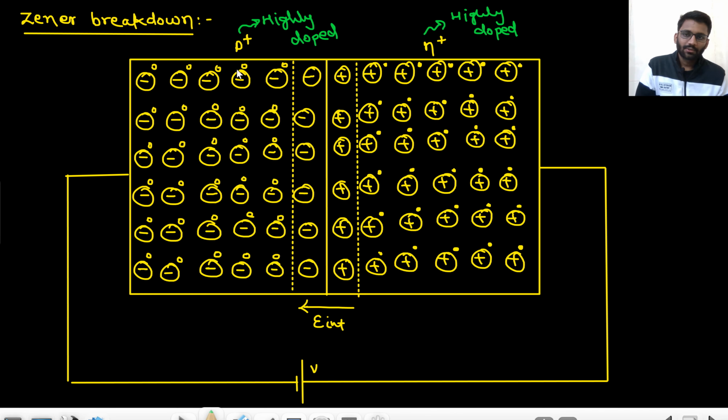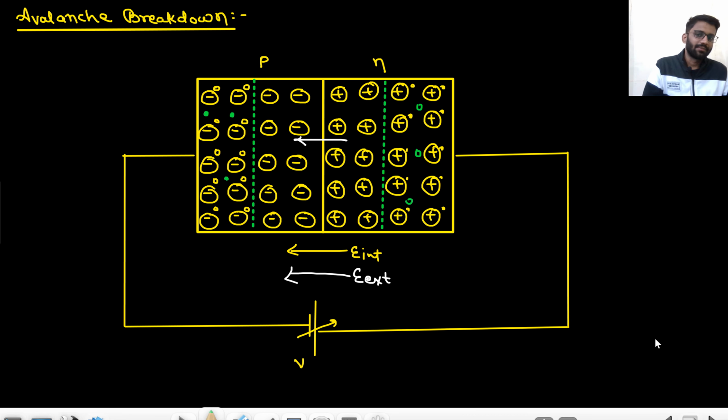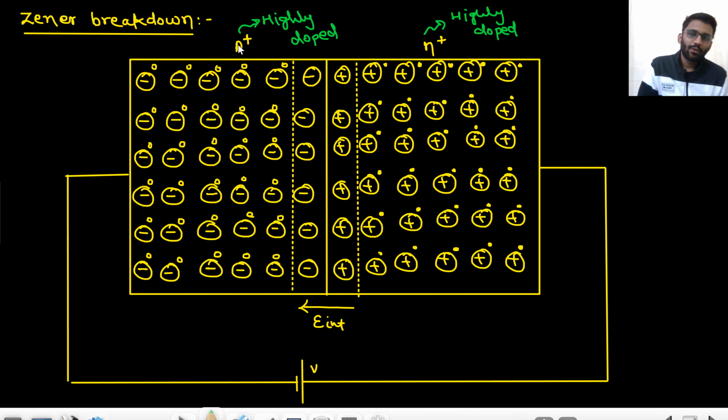Look, there are so many electrons, 5 into 6, 30 holes I have made here, and 30 electrons I have made here. But in the other case, I didn't make this many holes, because that was lightly doped, and this is highly doped. How do you show highly doped? By a plus sign: p plus, n plus. Now in this kind of p-n junction diode, where p is highly doped and n is highly doped, the depletion width will be small. Why will it be small?